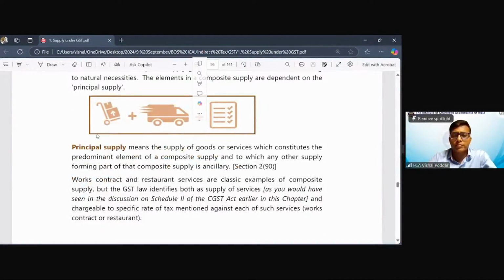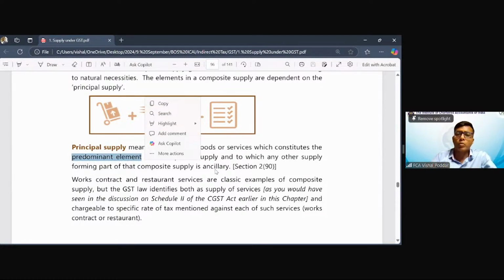Now, in this regard, they have defined what is principal supply. Principal supply means supply of goods or services which constitutes the predominant element. As I said, it is the main item. So in that whole package, in that whole combo, only one item is the main item. Like in the television set, the TV panel is the main item, others are supporting items. In a mobile box, the mobile is the main item, the other things like headphones or maybe the charger, etc. are the supportive items. That is called a principal supply, right?